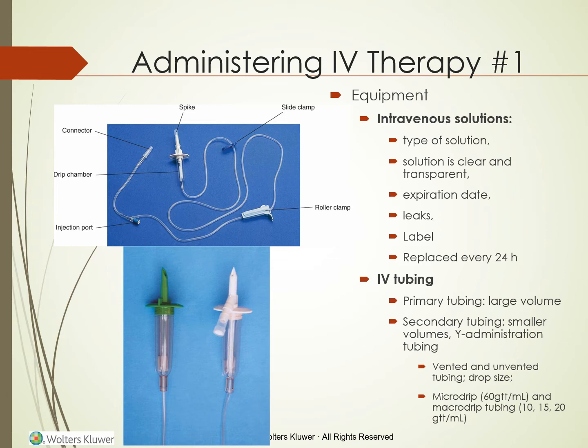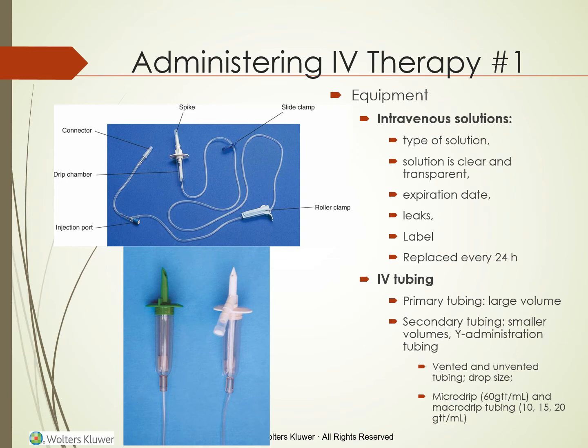Vented versus unvented tubing. IV tubing may be vented or unvented. Vented tubing draws air into the container of solution and is used for administering solutions packaged in glass containers to facilitate their flow. Unvented tubing does not draw air into the container of solution and is used for solutions in plastic bags. So remember, vented is with the glass, unvented is with the plastic IV bags.